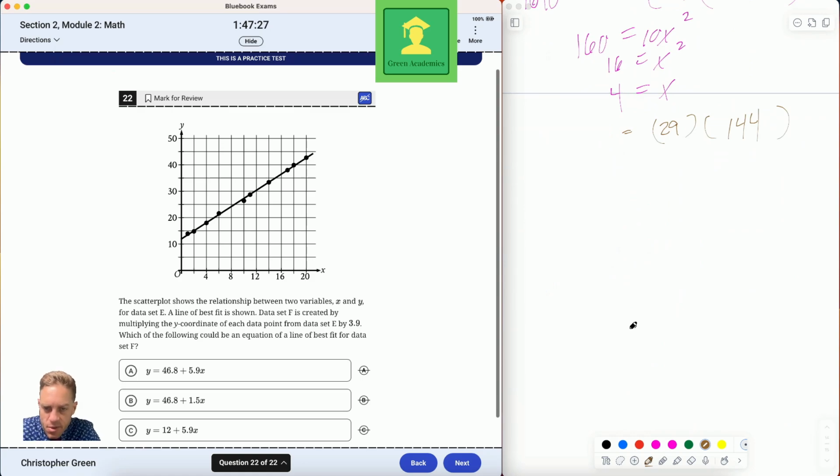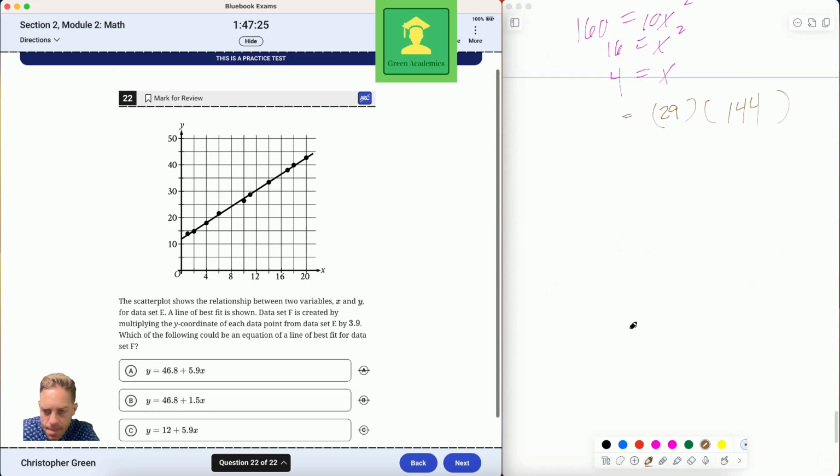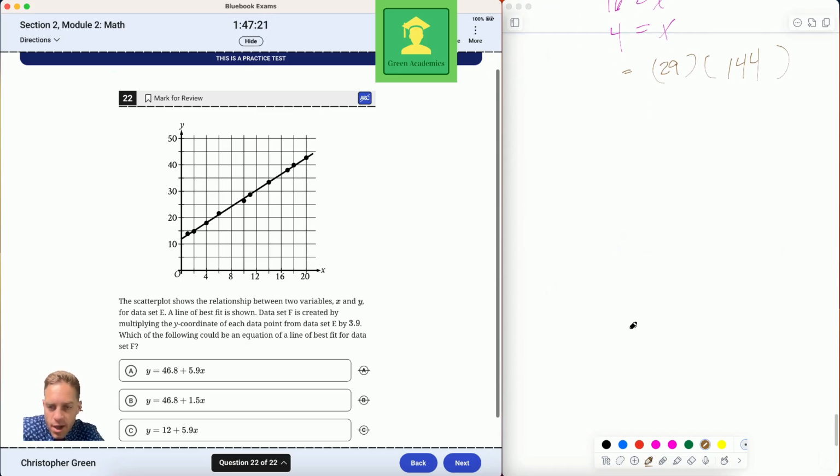Scatterplot shows the relationship between two variables x and y for dataset E. A line of best fit is shown. Dataset F is created by multiplying the y-coordinate of each data point from dataset E by 3.9. Multiplying the y-coordinate by 3.9. So think about what happens to a line if you multiply its y-coordinate by 3.9.